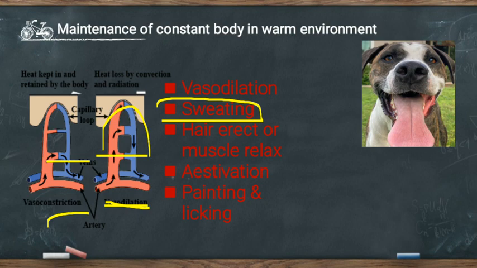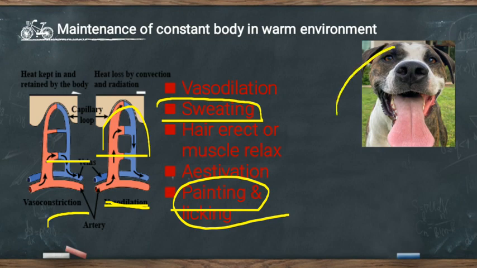Another way by which organisms maintain a constant body temperature in a warm environment is what we call panting. This is normally found in dogs. And in this way the organism is cooled by evaporation. Let's proceed.